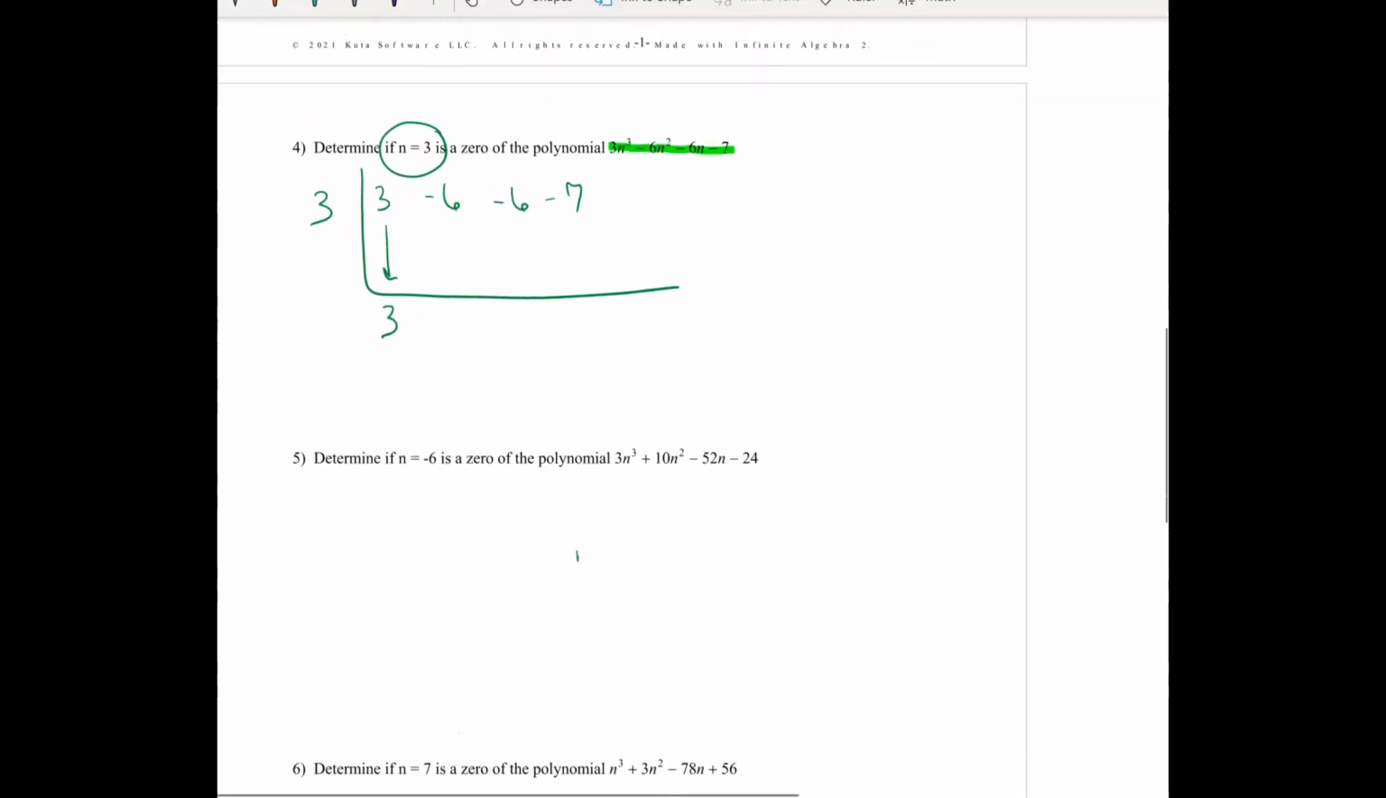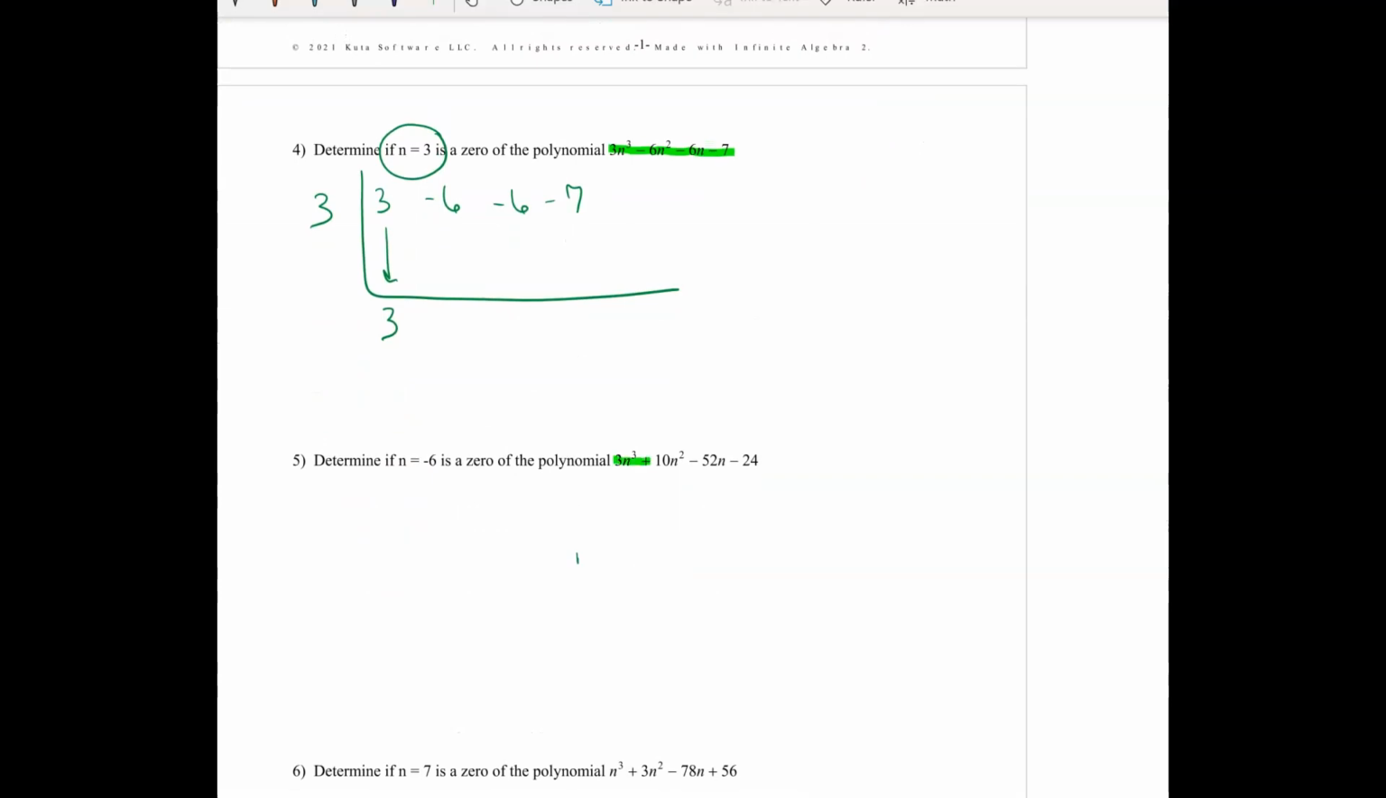If I look at number 5 and I check my countdown, I have a third, a second, a first, and just a plain number, so that one's good. So again, I'd put -6 here. Here goes 3, 10, -52, and -24.